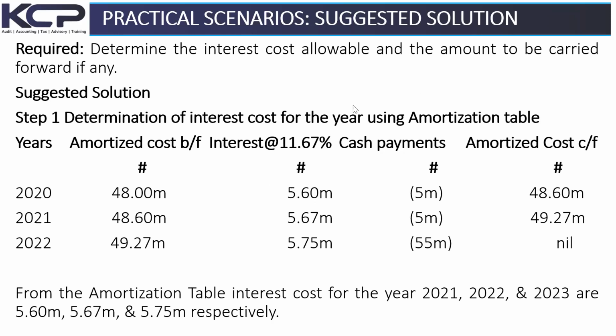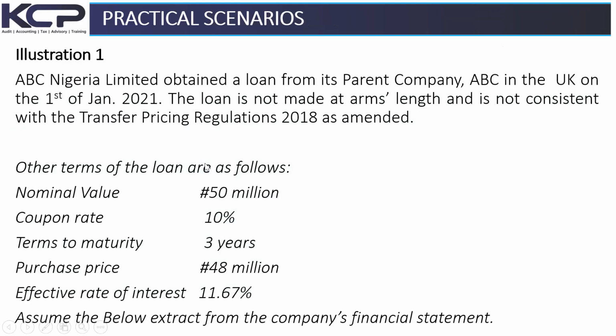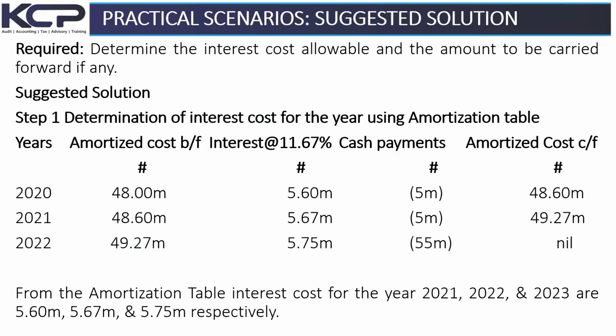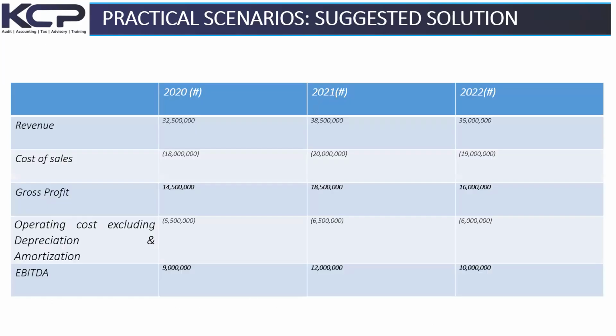Then actual repayments each year is 5 million. Who can tell us how we come about that? Actual repayment is 5 million. How do we come about that? Don't forget, the coupon rate is what? 10%. If you apply 10% of that, is 5 million. So that's how we come about that. 10% of 50 million will give you 5 million. So 5 million is the cash payment for each period, right?